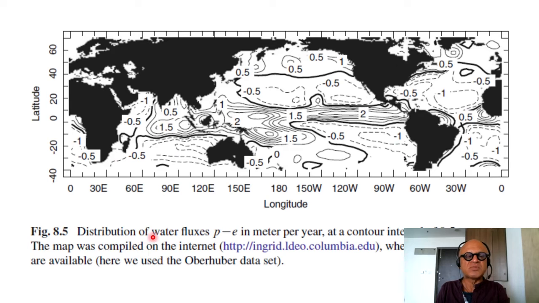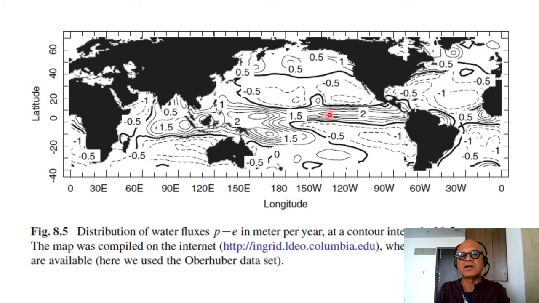When you look at the distribution of water fluxes P minus E in meter per year, at a contour interval of 0.5 meter per year, the map is compiled from data by Benno Blumenthal of Columbia University. Unfortunately he passed away at a very young age because of brain cancer. Dear friend, incredibly nice person, very smart person. Numerous data sets are available, so you can go to this website.